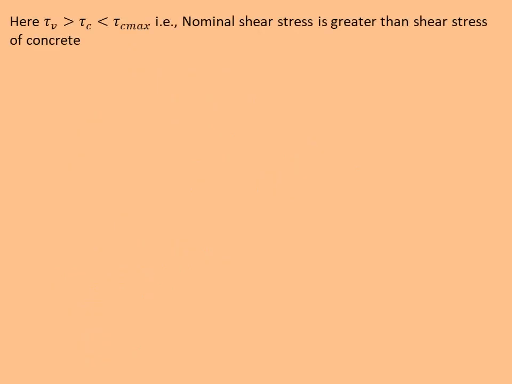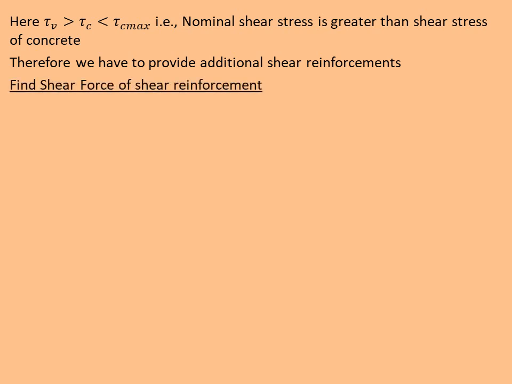Next, we check the condition tau v is greater than tau c but less than tau c max. That is, the nominal shear stress, the shear stress imposed on concrete, is greater than the shear stress of concrete. Hence, inclined cracks are going to take place, so we have to provide additional shear reinforcements. Now we find the shear force of the shear reinforcement, VUS. VUS is equal to VU minus VUC, which is equal to VU minus tau C into B into D.